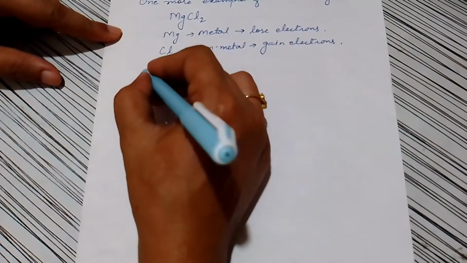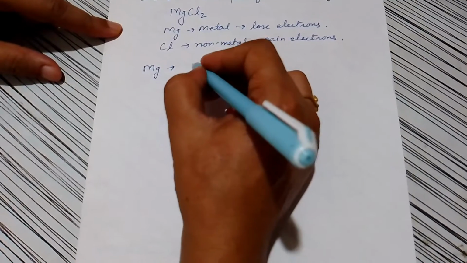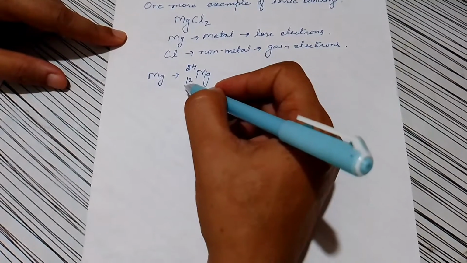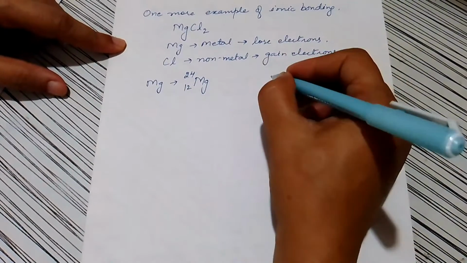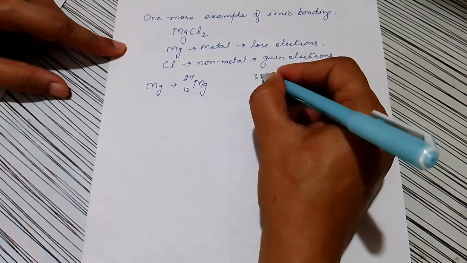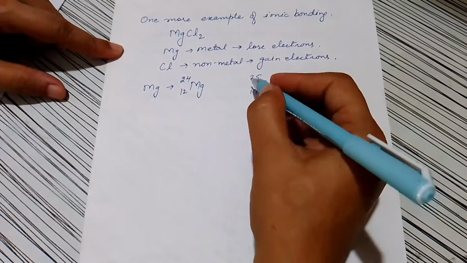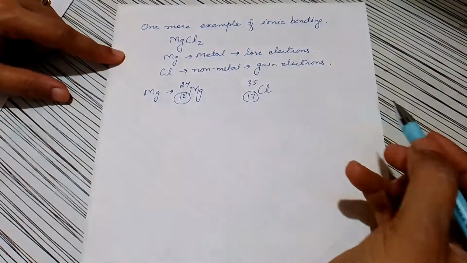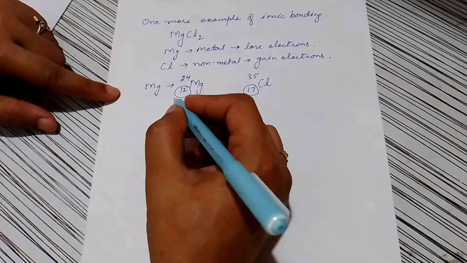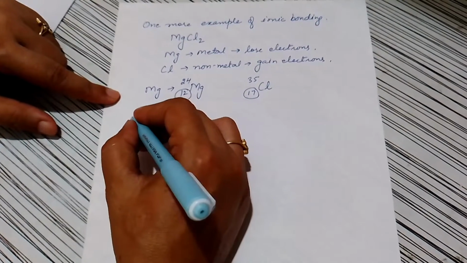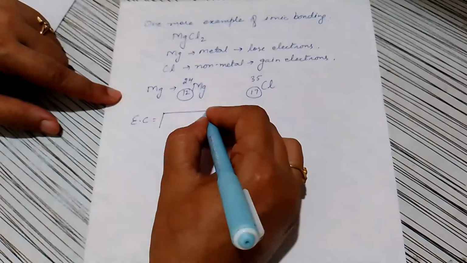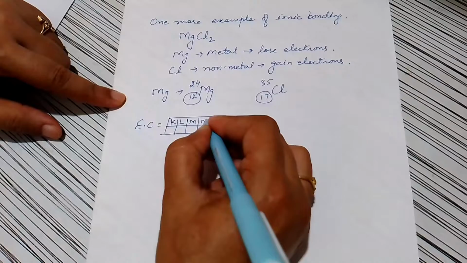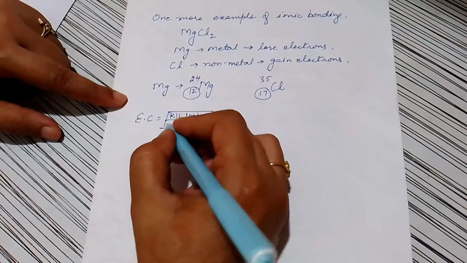So magnesium is Mg, 24 and 12. 24 is the mass number, 12 is the atomic number. And chlorine is again the same, 35 and 17. 35 is the mass number, 17 is the atomic number. We deal with only the atomic number for chemical reactions. I will not give those details which I gave before. We will directly come to the electronic arrangement, the electronic configuration.